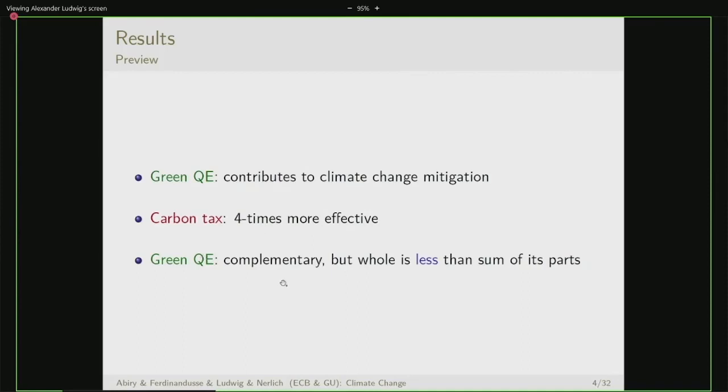And green QE is complementary in the sense that if the carbon tax is already in place, it adds additional climate change mitigation. Yet the whole is less than the sum of its parts, meaning the total effect of green QE and carbon tax together is lower than if I sum up the individual contributions of the individual policy experiments.